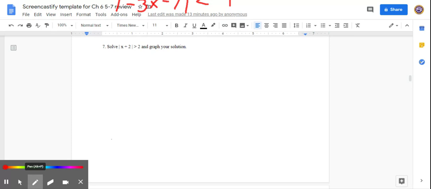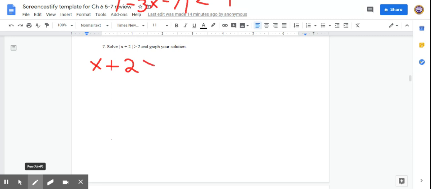So first thing we ask is, is the absolute value by itself? Yes, it is. All right, so now we have to set up our two equations to get our two solutions. So we're going to drop the absolute value and write what's inside. So x plus 2 is greater than 2. Drop and rewrite. The first equation or inequality you write all the time is going to look exactly like the problem without the absolute value. The second one, drop and rewrite what's inside, so x plus 2.